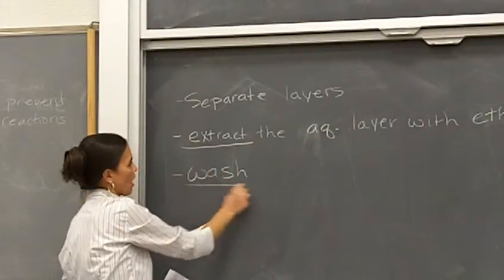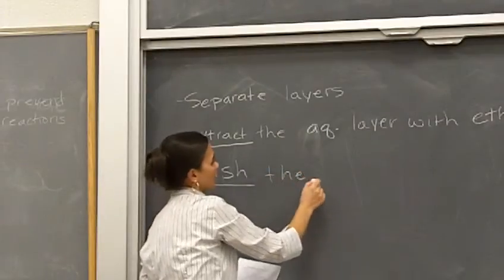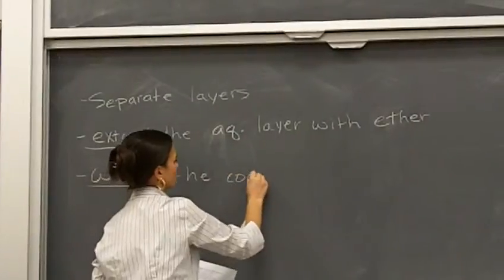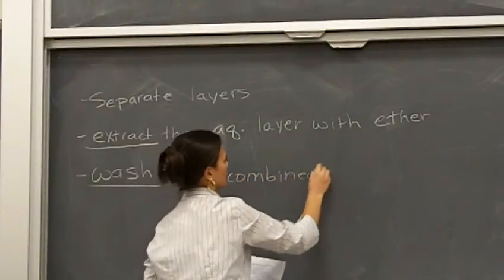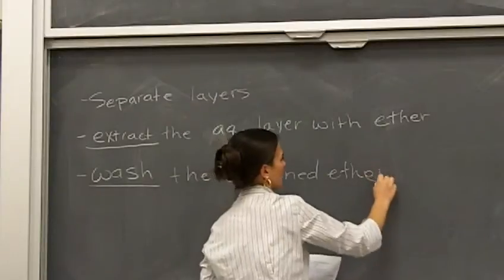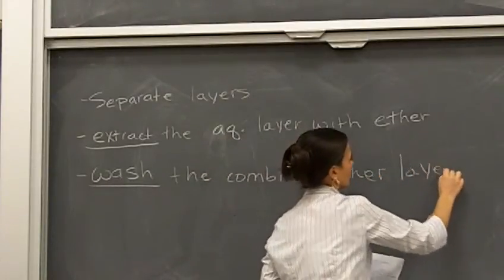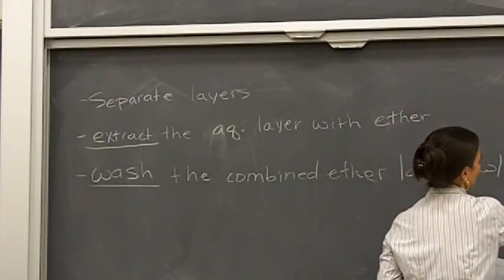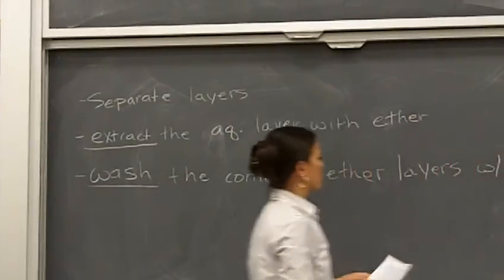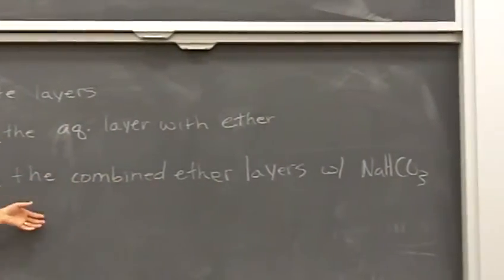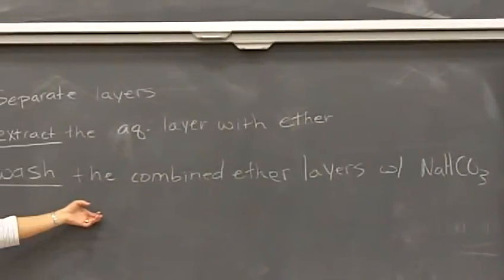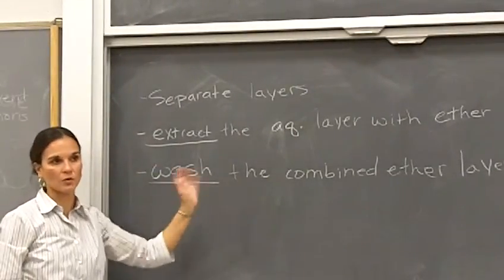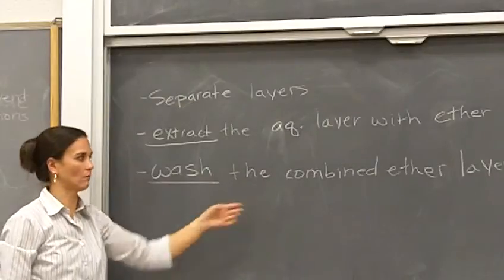Then we're going to wash the combined organic layer. So we'll take this ether layer with our original ether layer. We're using 5% sodium bicarbonate. The reason for that is we don't want any acid before we go do the distillation, because if we have any acid present, we'll do the elimination reaction. We'll keep going to experiment 11, and we're not ready to do that yet, okay?